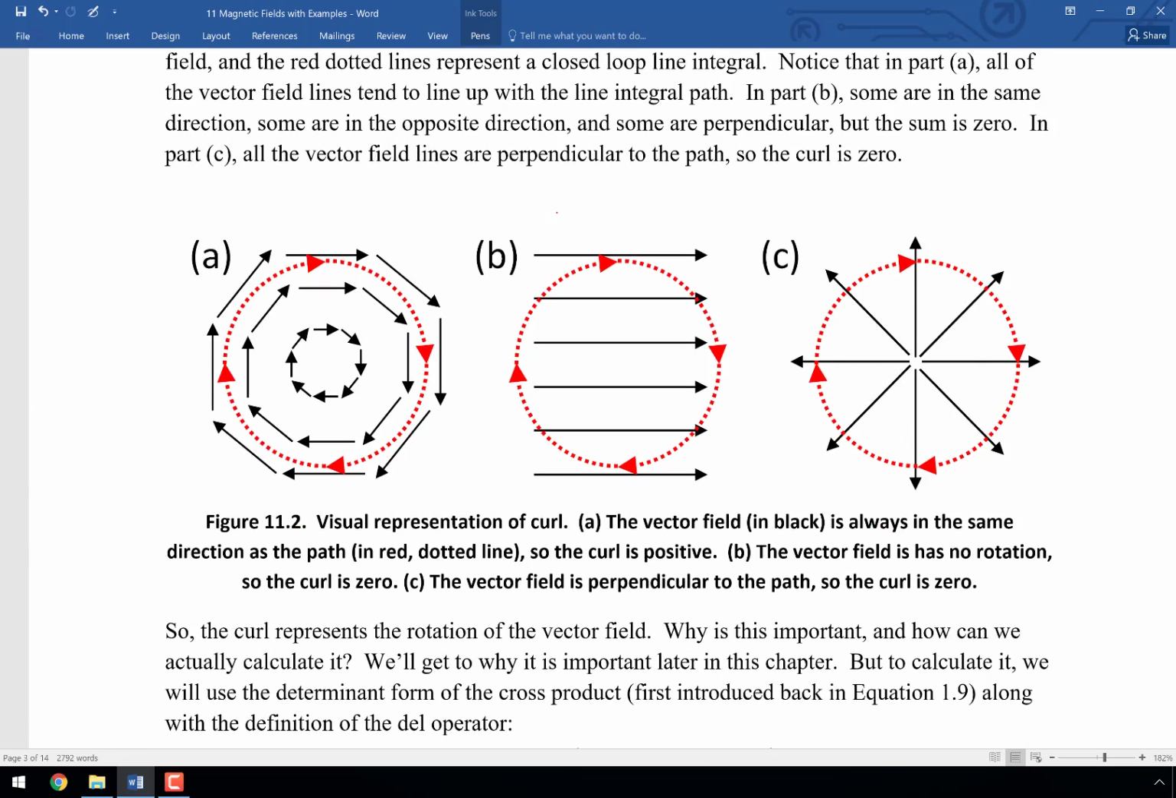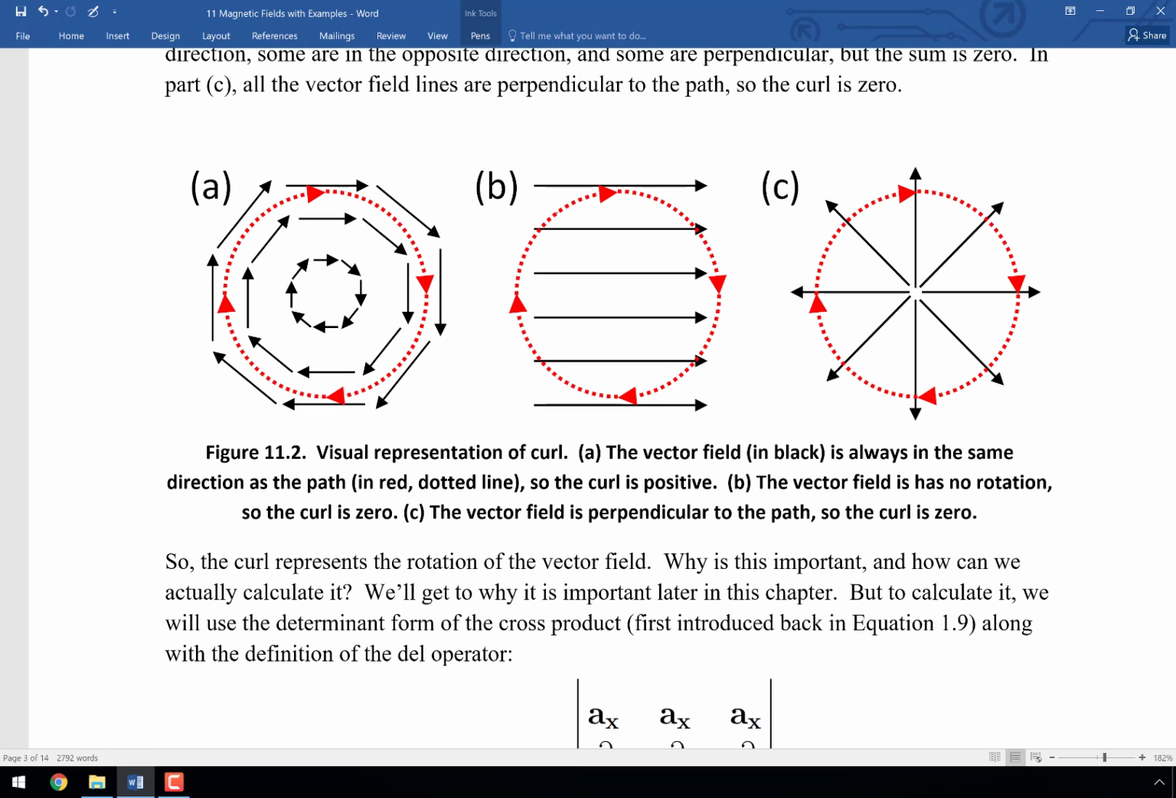So I just wanted to give you a couple of figures here that show vector fields that have rotation and those that don't. Obviously, figure A does have rotation. If I were to take a line integral around that dotted red line, in general the vector points tend to be in the same direction as the path, and so they're going to add up.